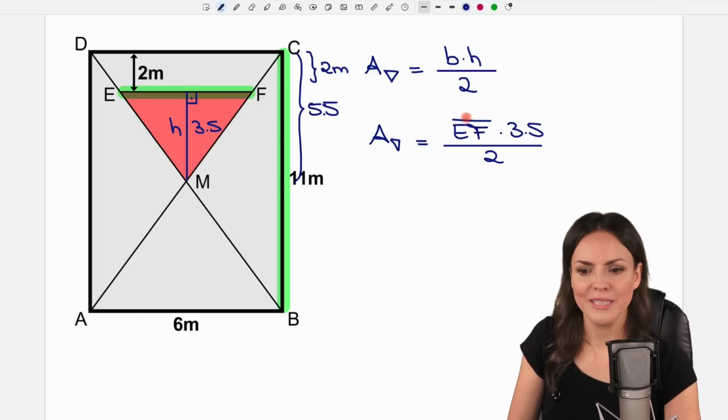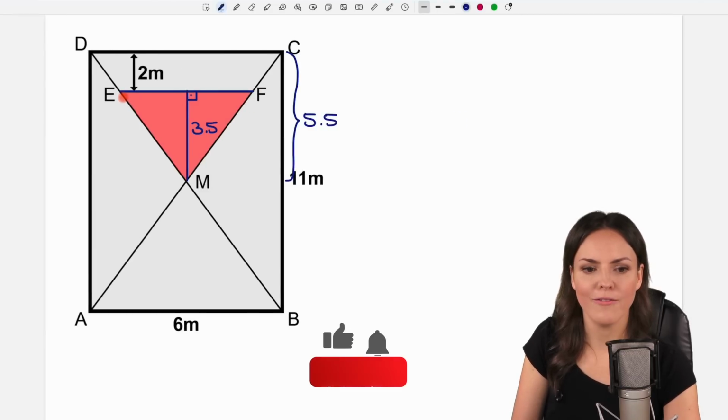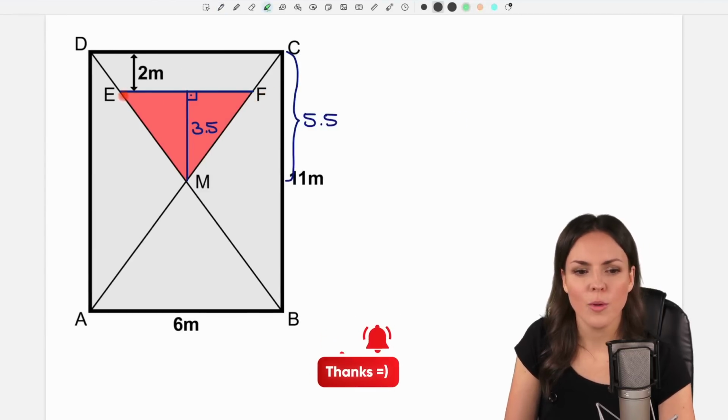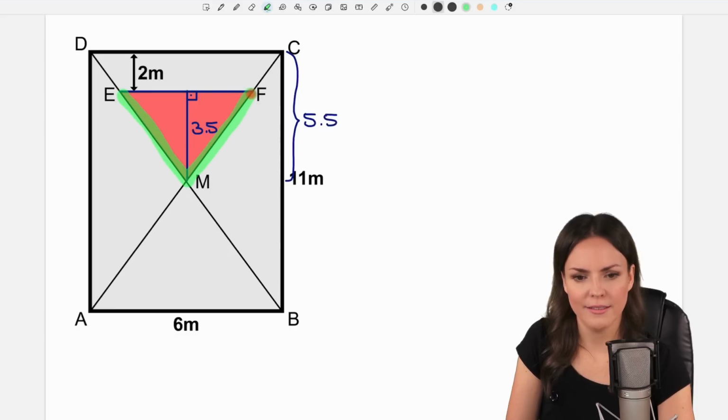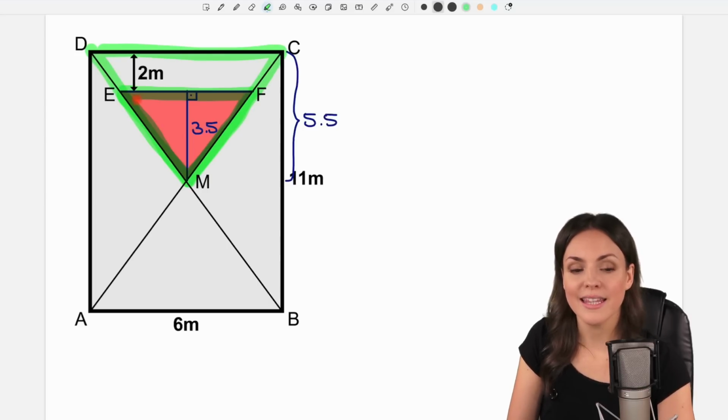So now we only need the length of our segment from E to F. Let's go to another page here to try and find this length from E to F. Our small triangle here lies in a larger triangle here, and it looks like these two triangles are similar.